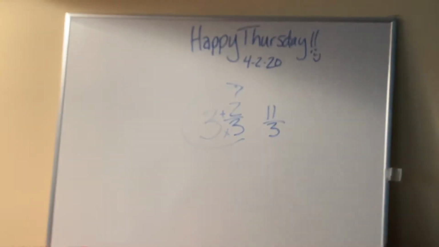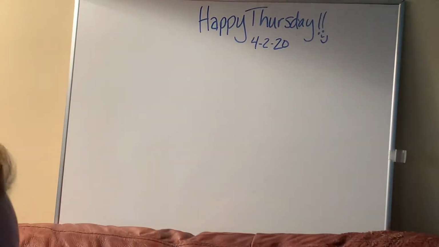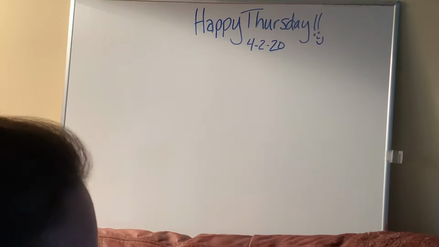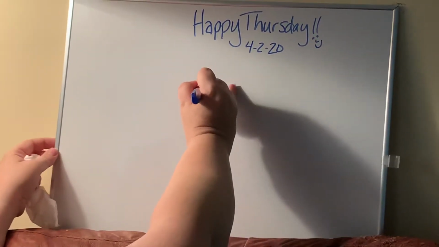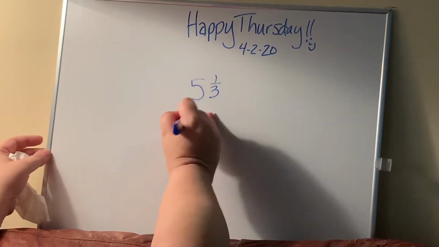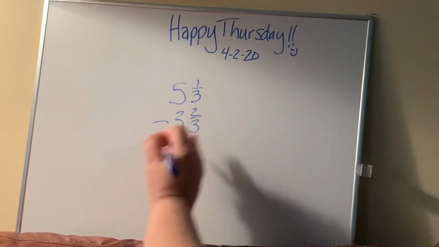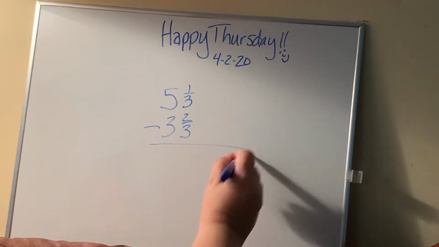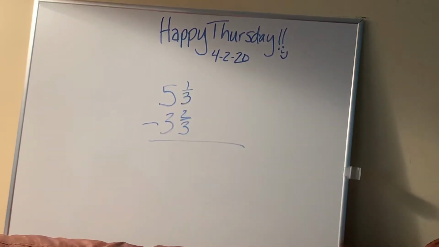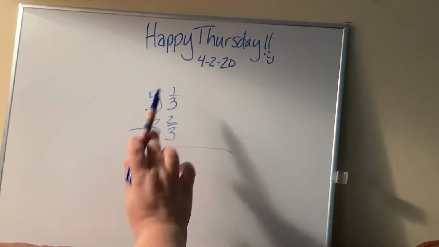Why is this useful? Well, when you are doing your subtraction problems, you can either choose to change both of them to an improper fraction. So let me show you that. 5 1/3 minus 3 2/3. A couple of you are still trying to take the larger one and subtract the smaller one. You can't do that. You got to start at the top.